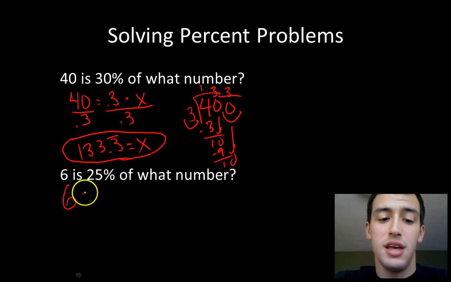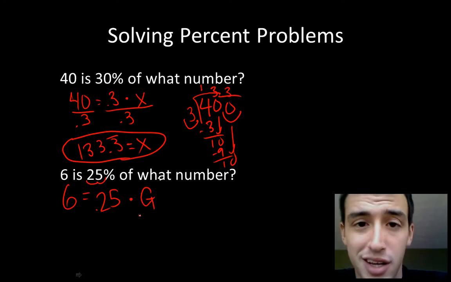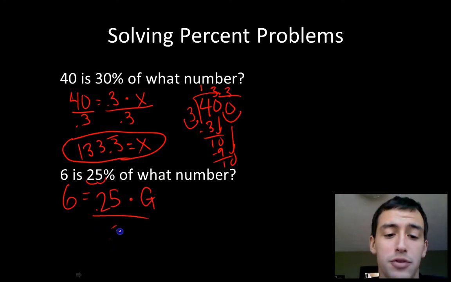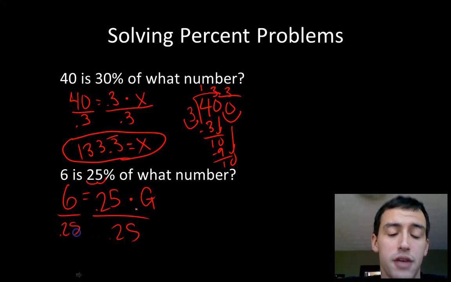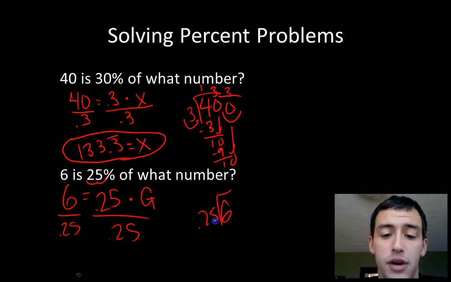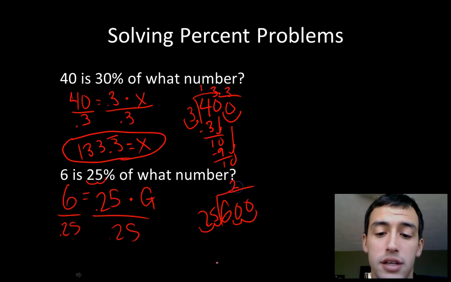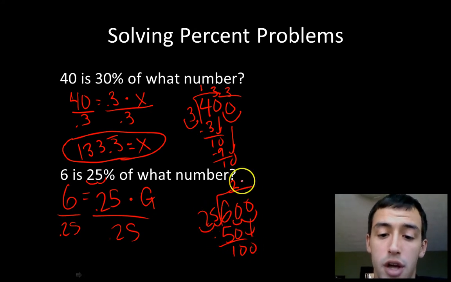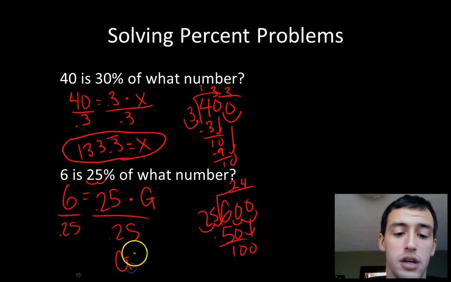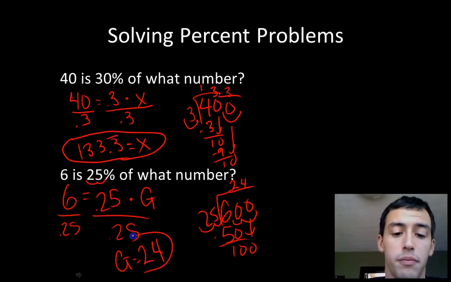Here, 6 is 25%. Move that decimal over twice, 0.25 of what number? Again, let's use the best one in the book, G. So we divide by 0.25, 6 divided by 0.25. Don't forget about your decimal place. Move it over twice, you get 600 divided by 25. 25 can go into 60 twice, that gives you 50. Subtract, get 10, drop down your 0. 25 can go into 100 4 times, and G is equal to 24.